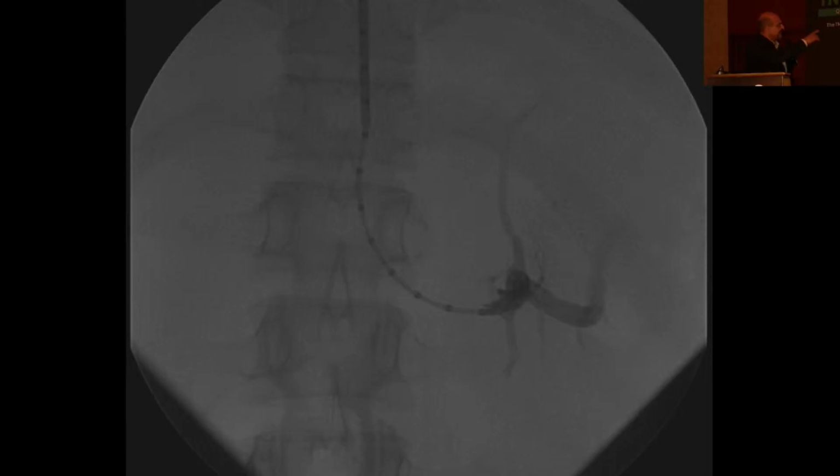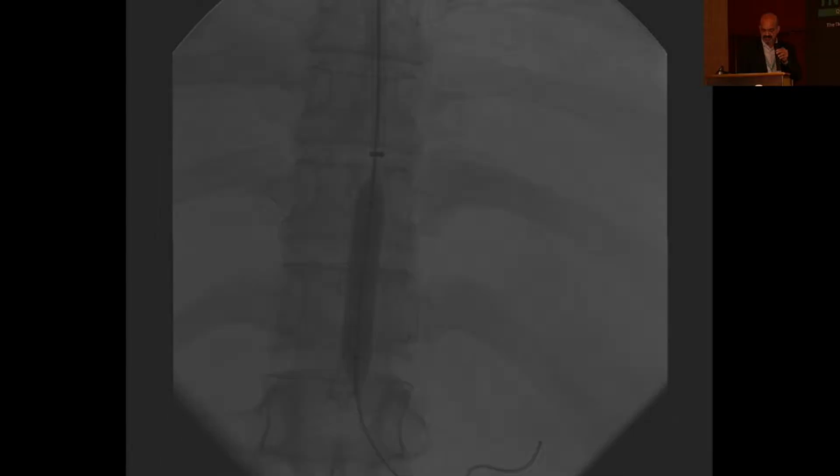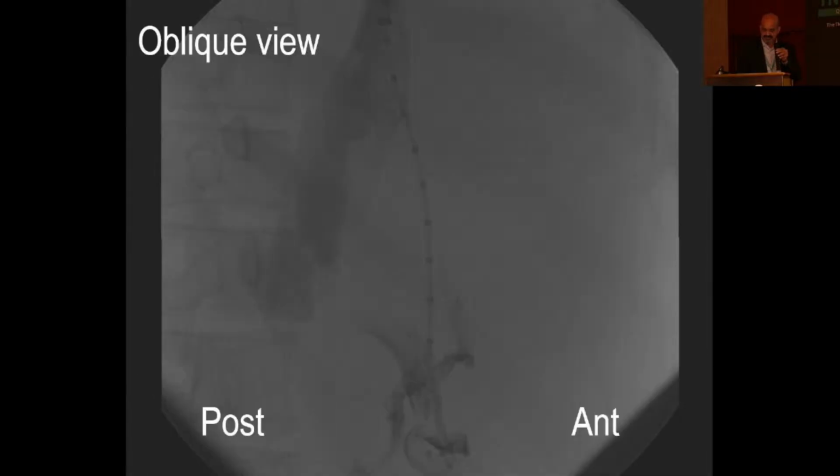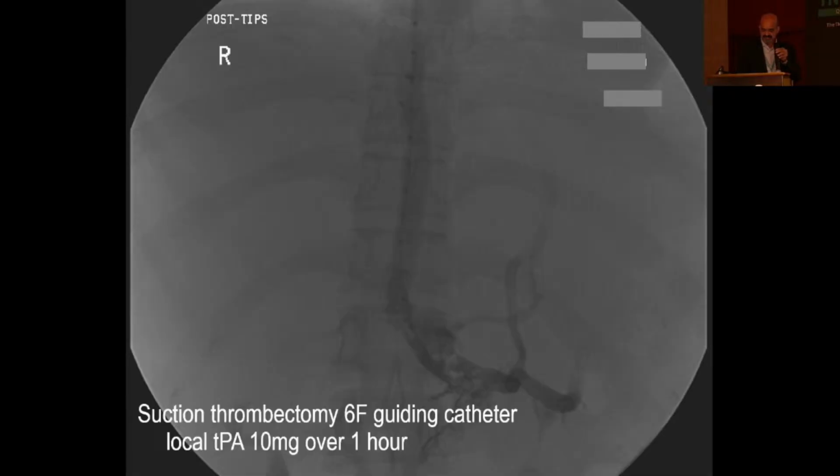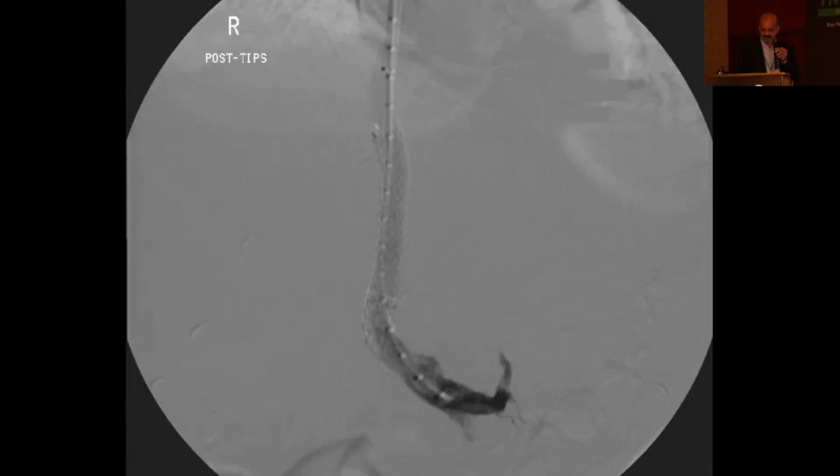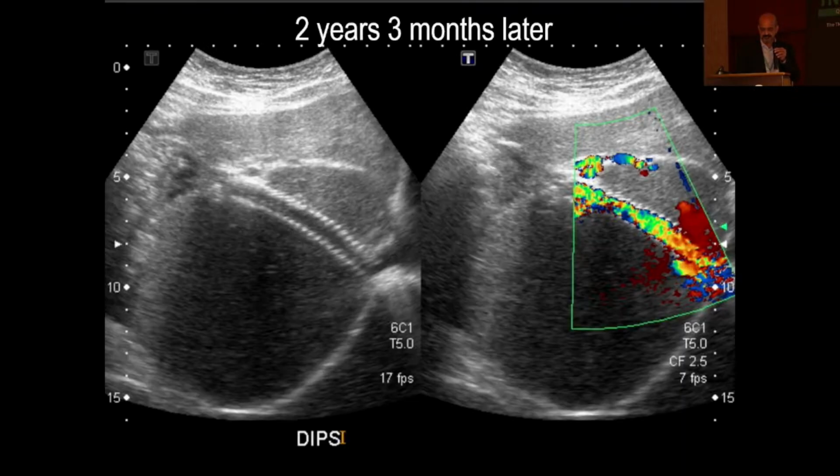Whatever we are injecting, it is going toward the spleen. We did angioplasty, then we placed the stent. And after we placed the stent, we did a thrombectomy, suction thrombectomy. And this is the flow that we could achieve. So this patient did very well, and she is on follow-up for several years now. And you can see there's a good flow and there is no ascites.